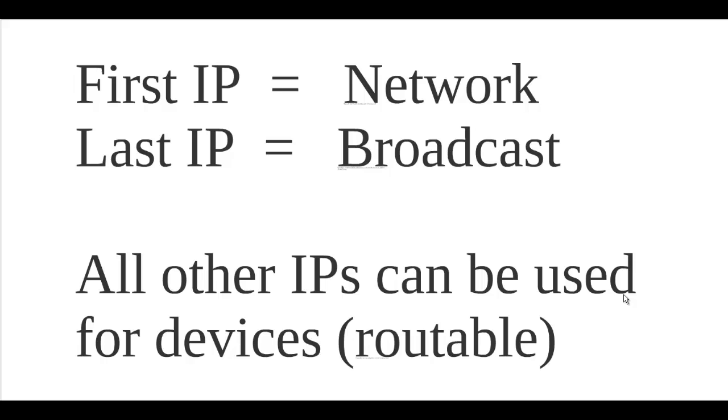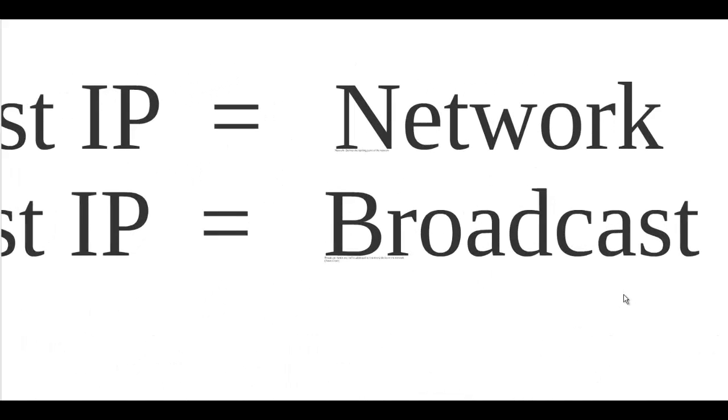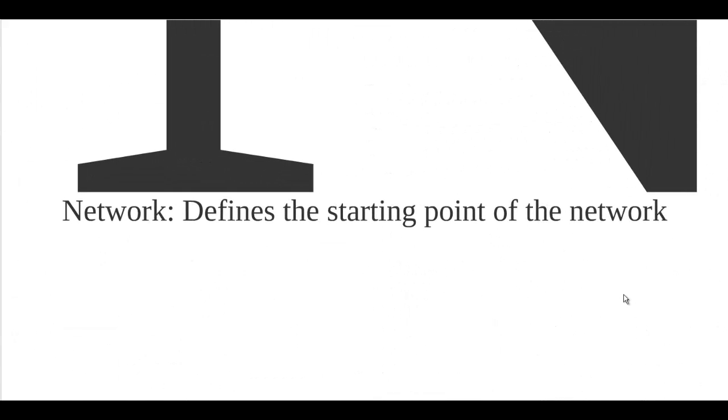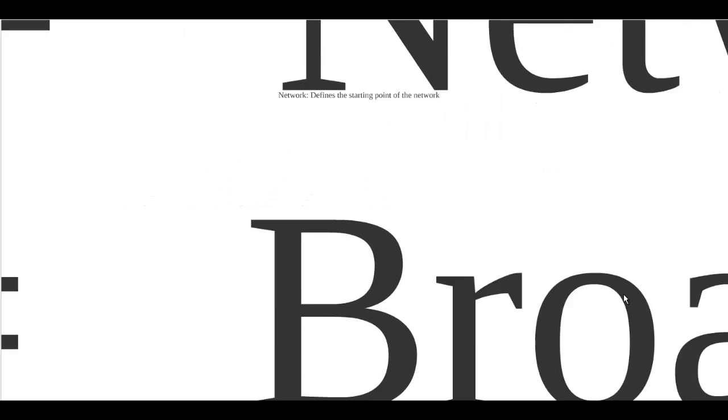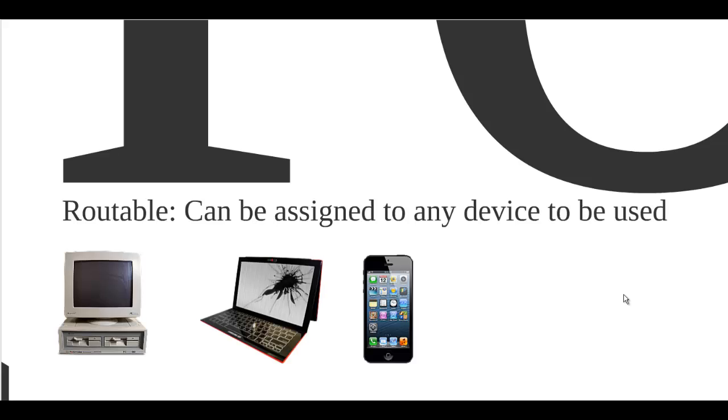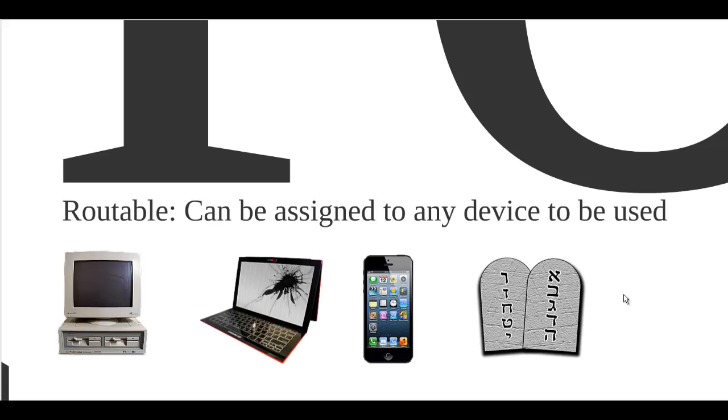So the first IP in the network is called the network IP address. It's simply a placeholder. Think of it as a bookend. It says, I am here, I'm the starting point. It's not used, it's not given to a device. It's just there as a placeholder. Anything in the middle is a routable IP address. This goes to your PCs, your phones, your tablets. Anything that gets on the interwebs will have a routable.